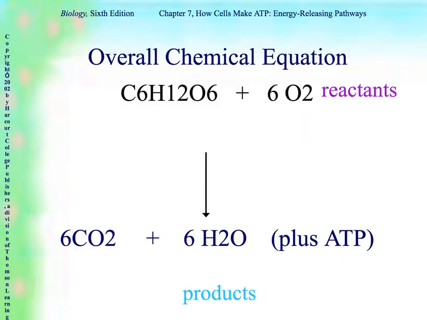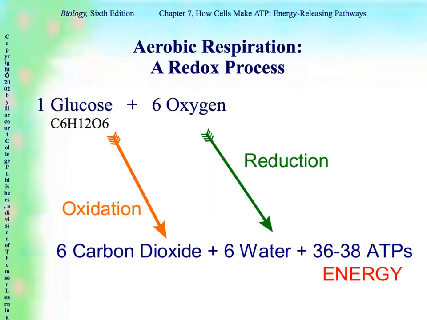Here is the overall chemical equation for cellular respiration. You have, and there are no subscripts here, it's just C6H12O6 plus 6O2. Those are considered the reactants. Yields 6CO2 plus 6H2O plus our ATP. The 6CO2 plus 6H2O are our products. The aerobic part of cellular respiration is a redox reaction, which means we have reduction and oxidation occurring. Our glucose is going to be oxidized or broken down into carbon dioxide, and our oxygen is going to be reduced or made into water.